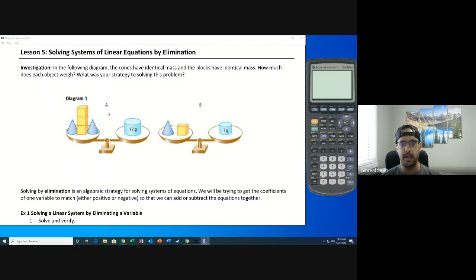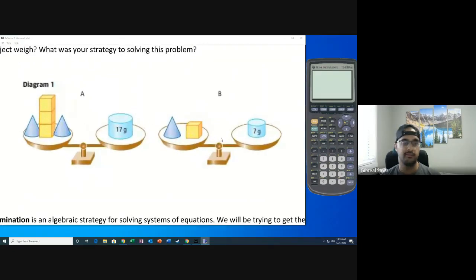We're given a picture, two balanced scales. We have different objects on each side. So I've got a 17-gram weight on one side, a 7-gram weight on the other, cubes and cones on both sides. If we just take a look at this, we should be able to logically figure out some things about these objects. If I look at scale B, I can see a cube and a cone on one side of that balanced scale. The scale is balanced and it equals 7 grams. That's the mass that makes these two sides equal.